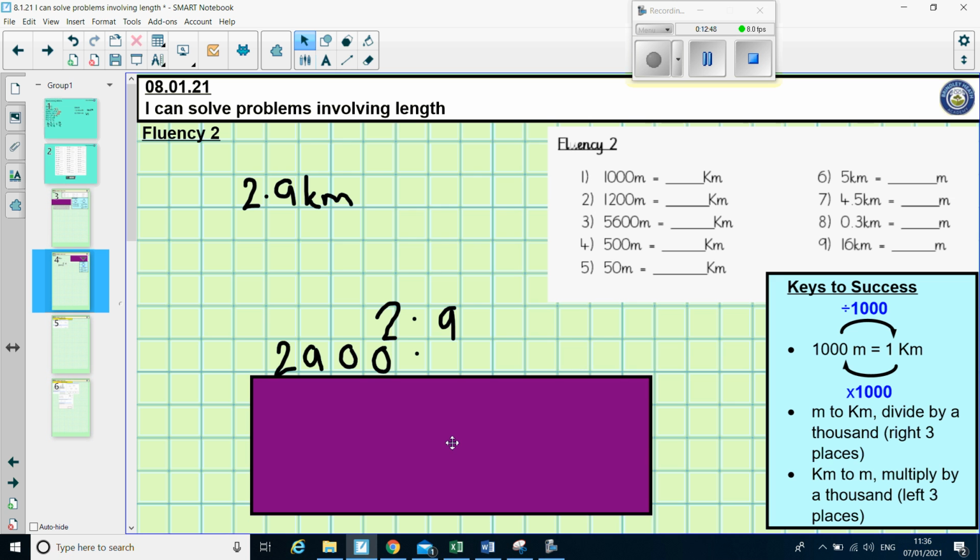Okay then, Year 6, there are some fluency questions for you to have a go at there on the screen. So if you want to pause the video now and have a go at those questions.